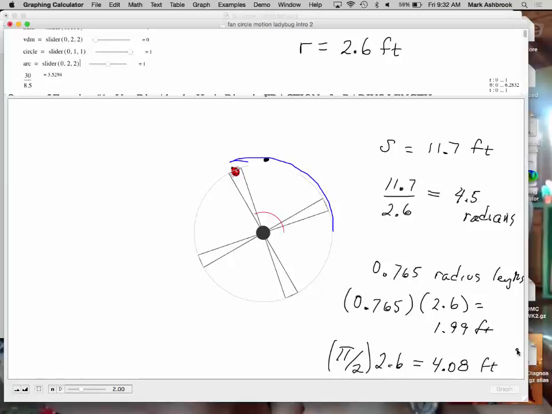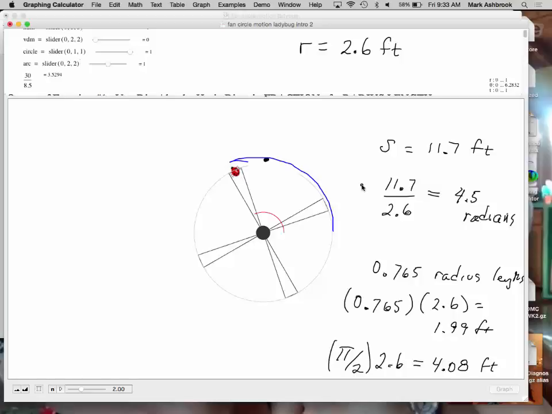So for the bug to travel to the top of the circle would be 4.08 feet. Why? Because it's pi over 2 radius lengths, or pi over 2 amounts of 2.6 feet. 4.08 feet. Questions on these problems? Review.